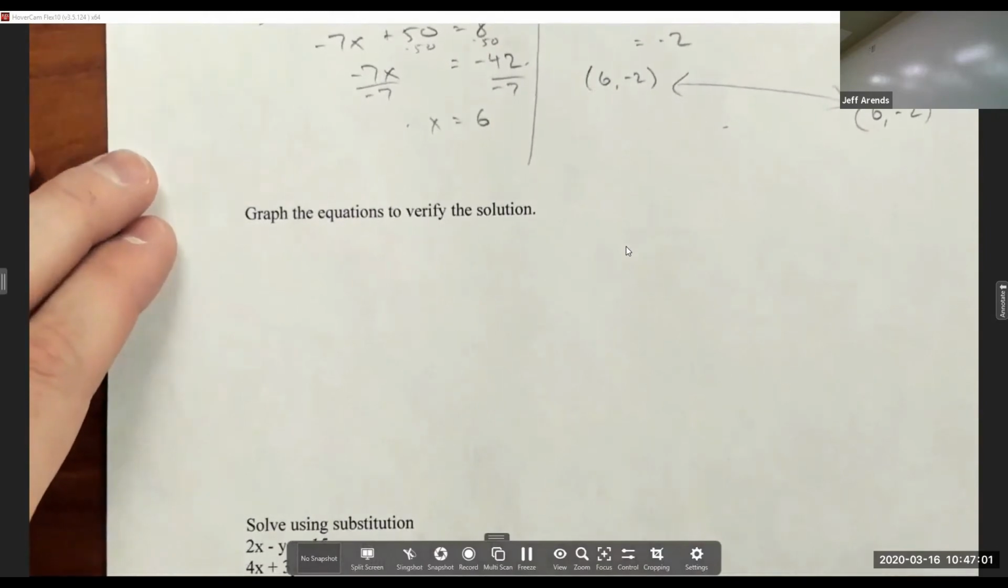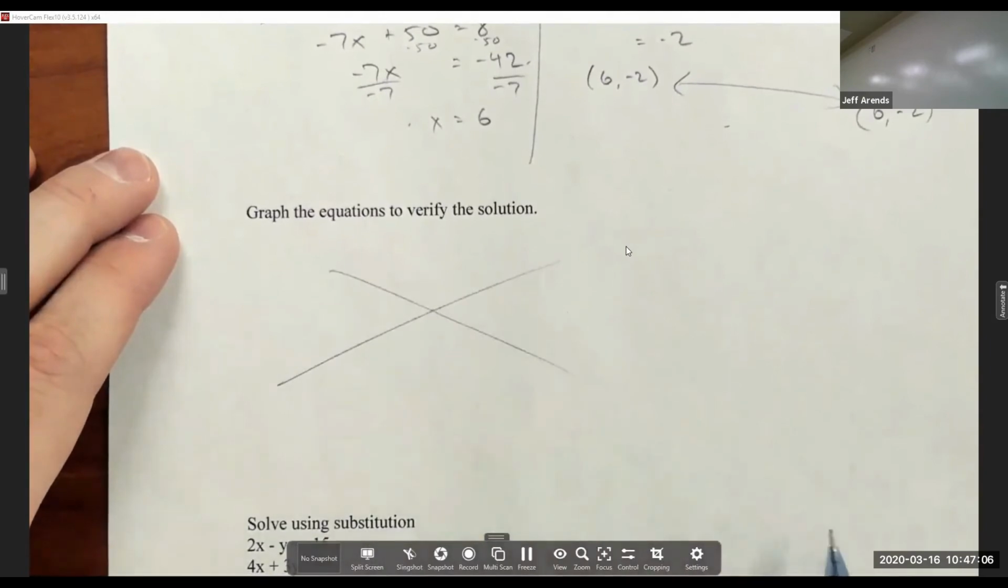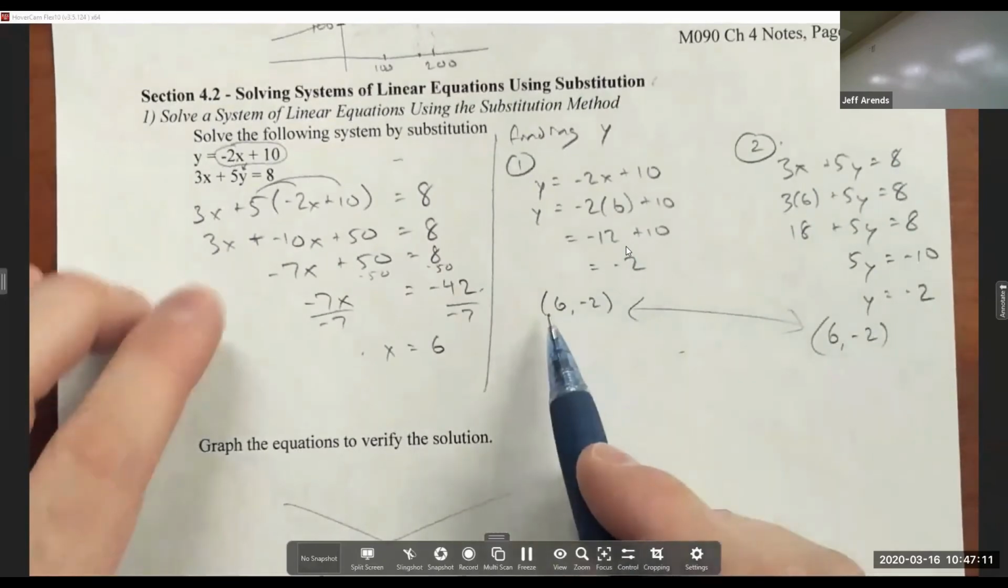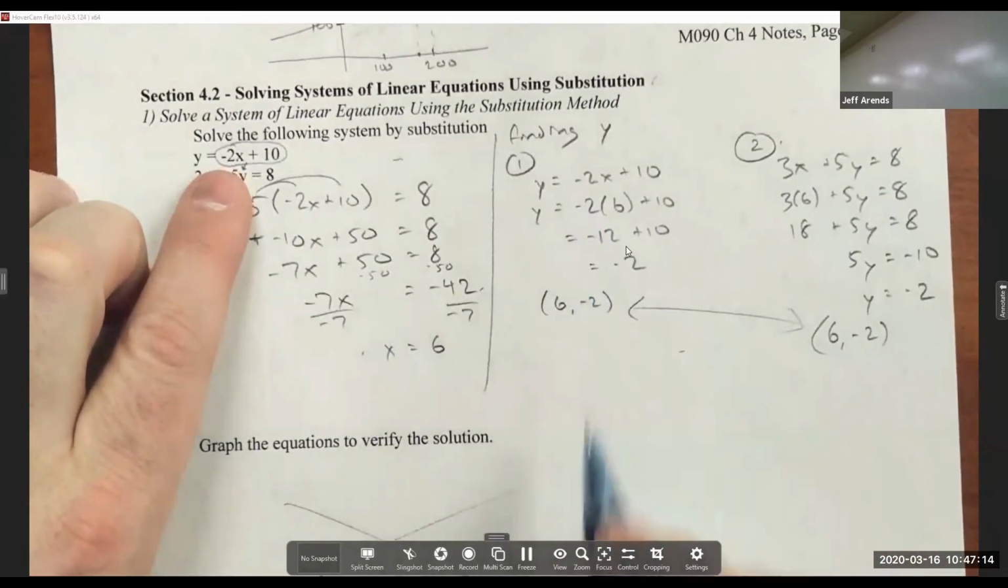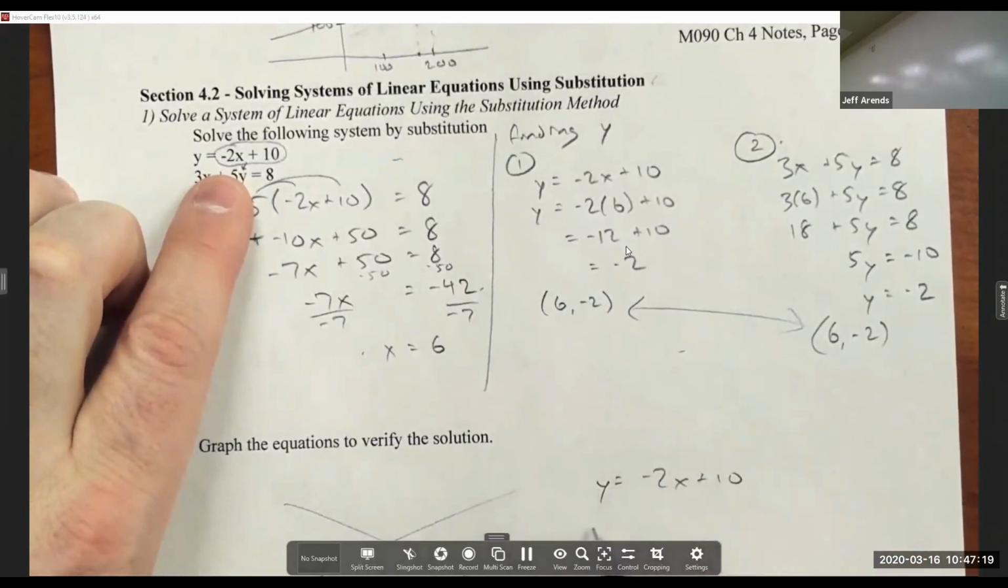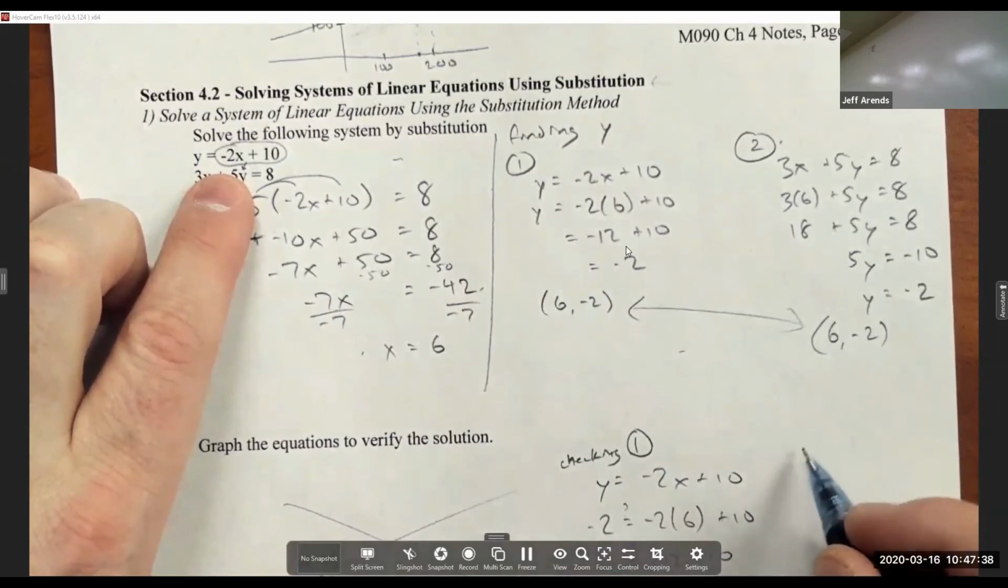Let's graph these two equations, and no, I'm not going to graph them. We already verified that this point satisfies both equations. You can see that the point 6, negative 2 satisfies the first equation here. y equals negative 2x plus 10. That's negative 2 equals question mark, negative 2 times 6 plus 10. I'm just checking to verify that this point satisfies the first equation. Negative 2 equals question mark negative 12 plus 10. That's a true statement.